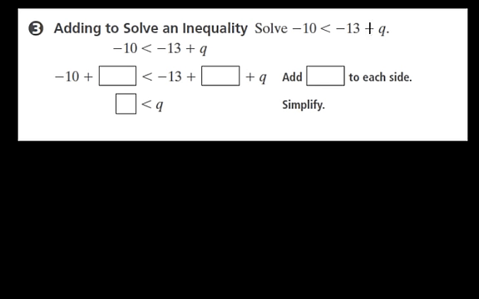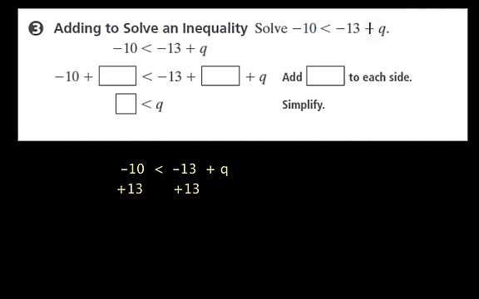For example B, we have negative 10 is less than negative 13 plus q. The first step we need to do involves getting q by itself. If we have a negative 13 out in front, that's kind of like subtracting 13. So we're going to add 13 to solve this inequality.